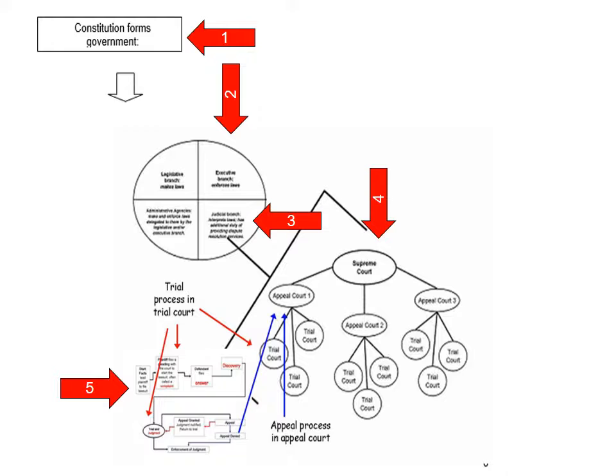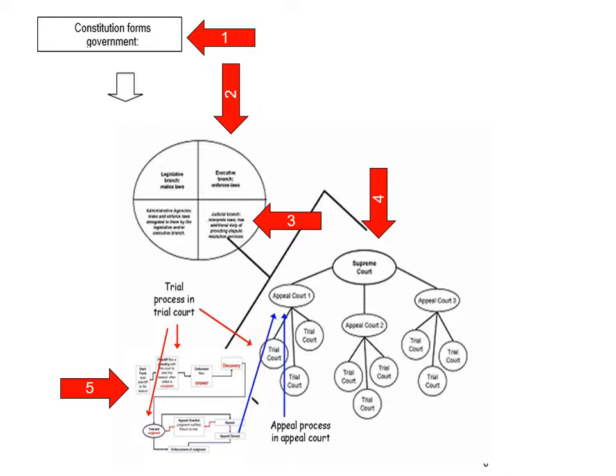The branches of the government are the executive branch, the legislative branch, the judicial branch, and then there are many agencies created in the government. We are going to look more carefully at the judicial branch of government.